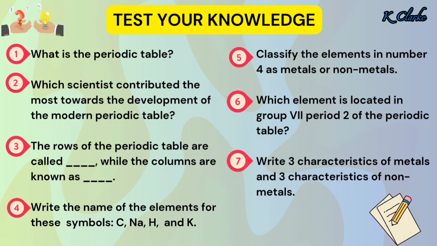Number 1. What is the periodic table? Two. Which scientist contributed the most towards the development of the modern periodic table? 3. The rows of the periodic table are called, while the columns are known as? 4. Write the name of the elements for these symbols. Capital C, capital N common A, capital H, and capital K.